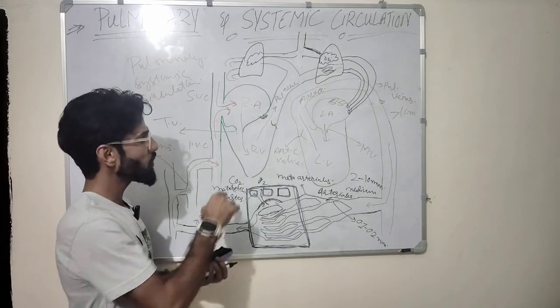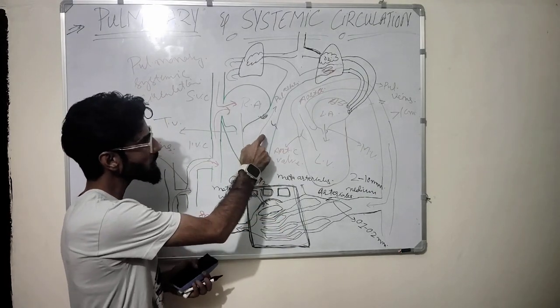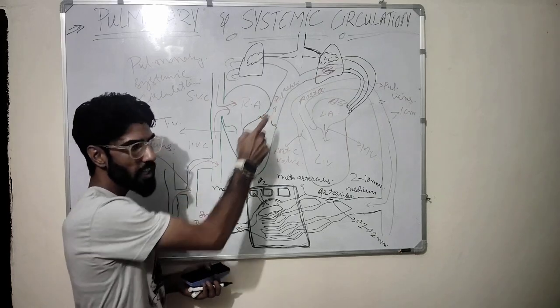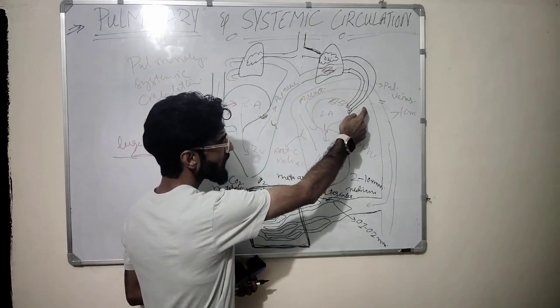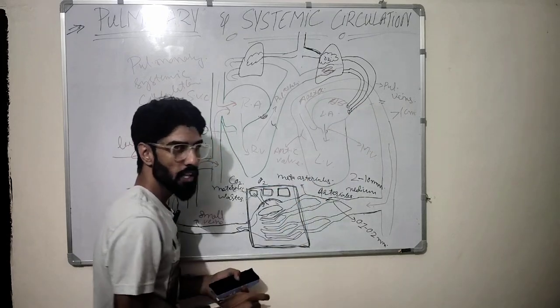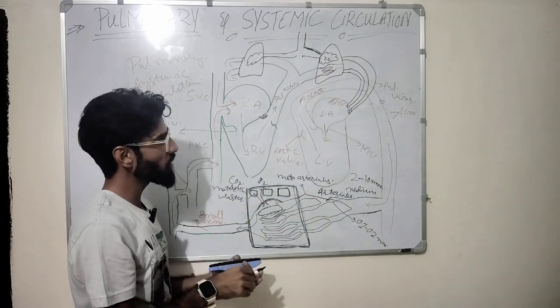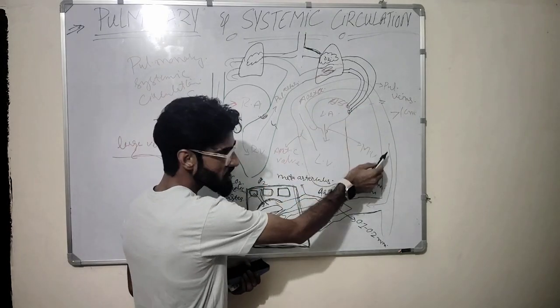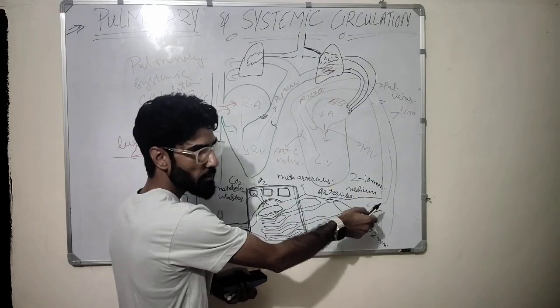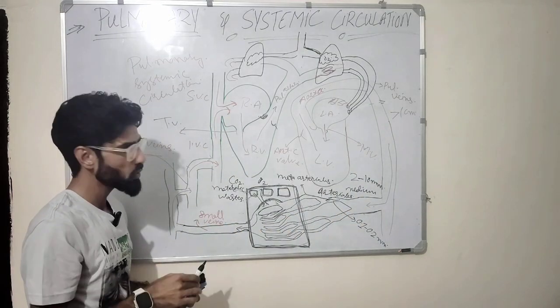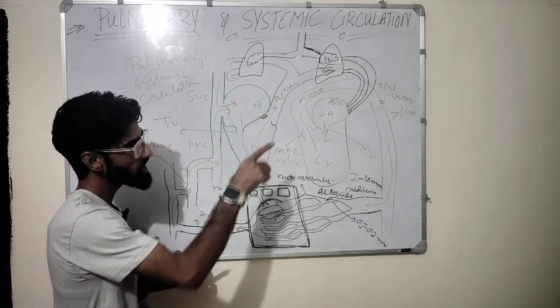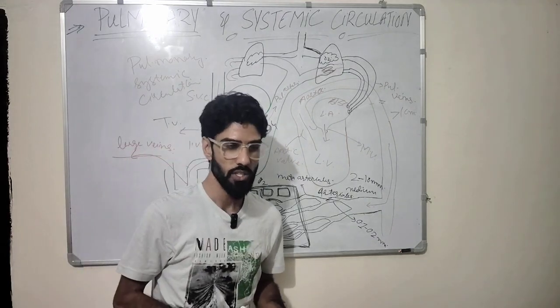In pulmonary circulation, pulmonary arteries will carry deoxygenated blood and pulmonary veins will carry oxygenated blood. But in systemic circulation, arteries will carry oxygenated blood and veins will carry deoxygenated blood. So this is the real difference between pulmonary circulation and systemic circulation.